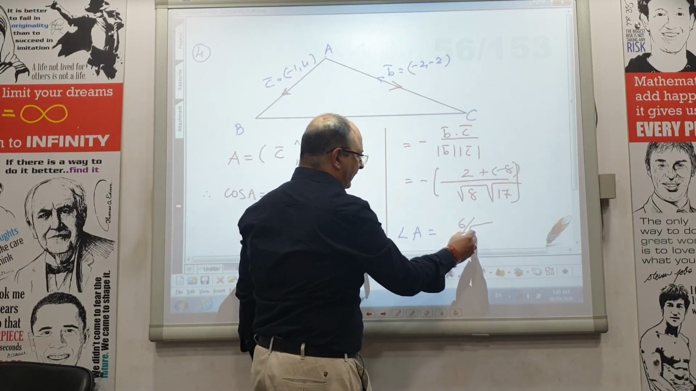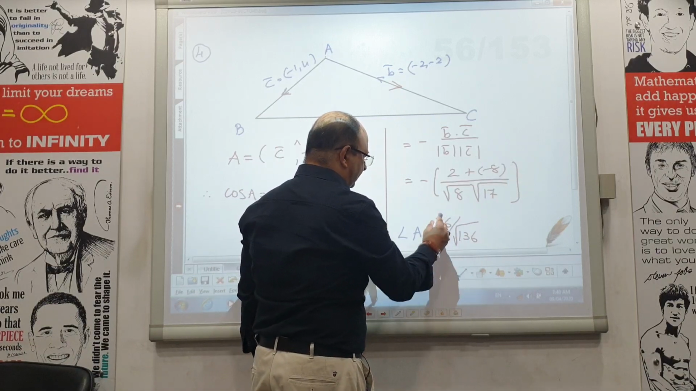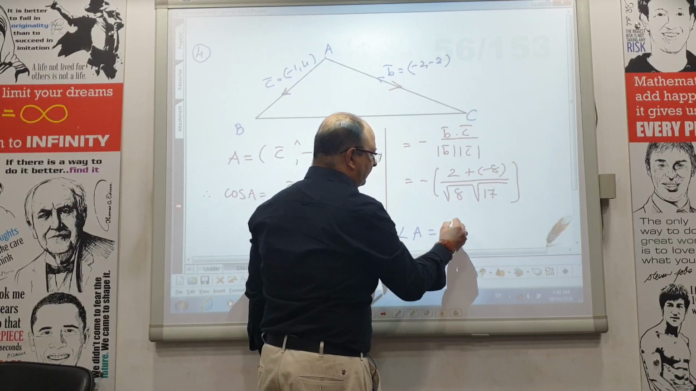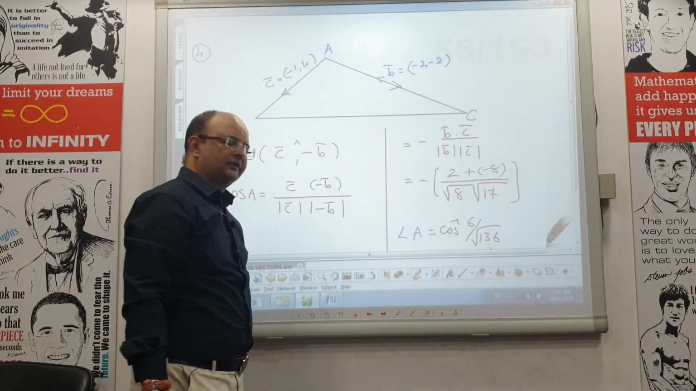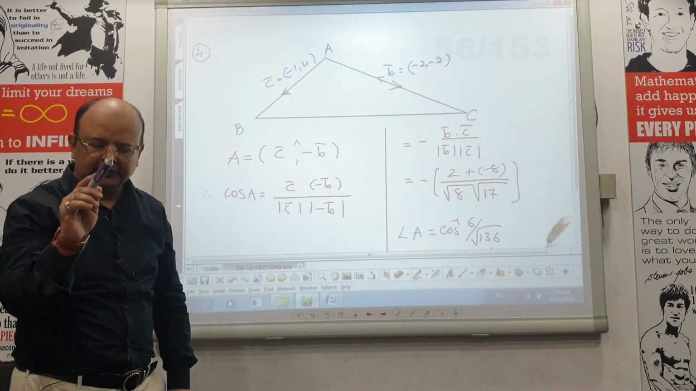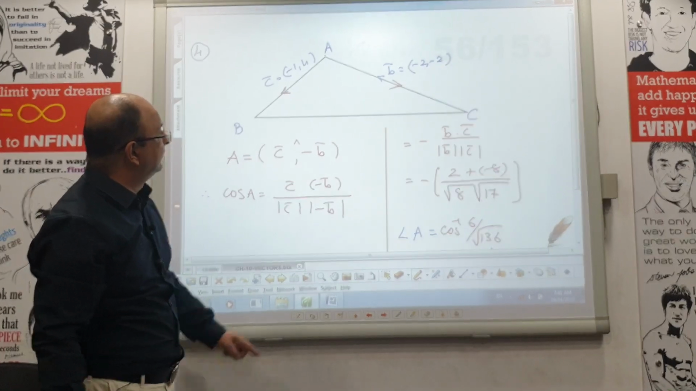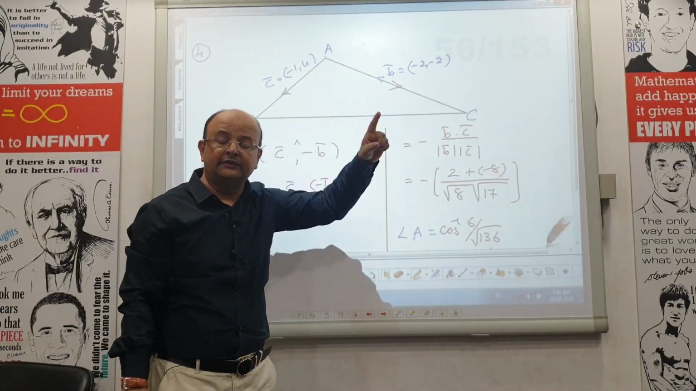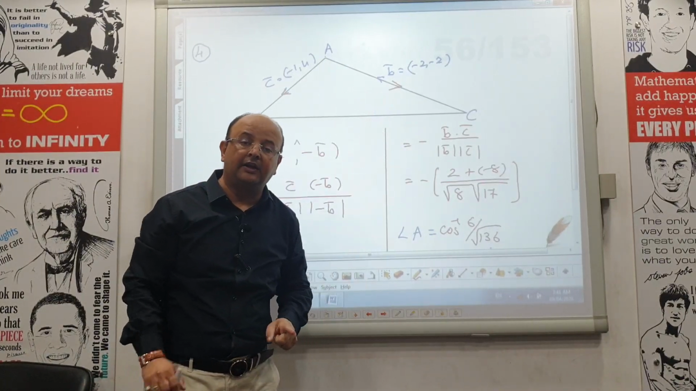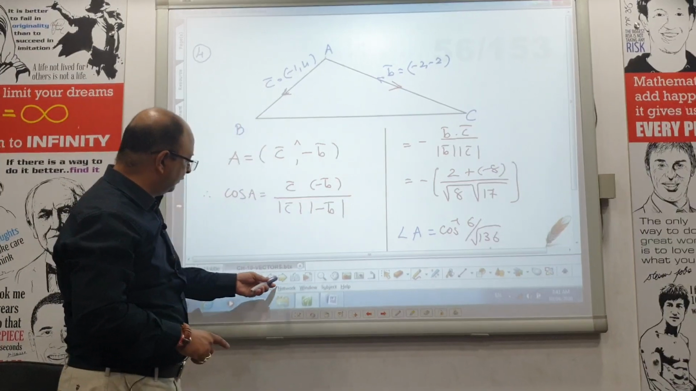So if I want to write A, then I should write cos inverse 6 upon under root 136. So it was easy. The thing that I wanted to highlight here is that A is not the angle between C bar and B bar, it is the angle between C bar and minus B bar. Good.